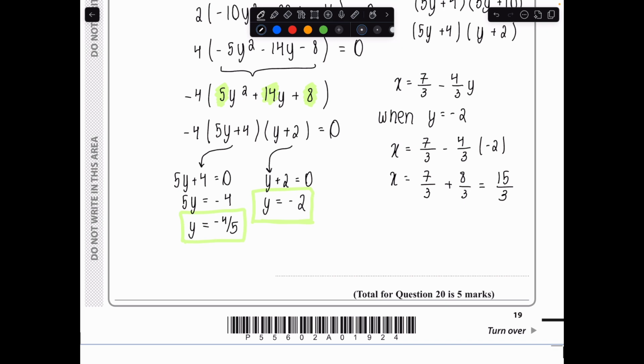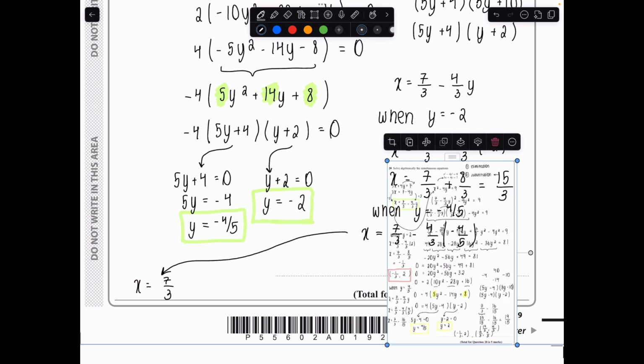On the other hand, what about when y is equal to minus 4 over 5. Same sort of situation here. X is equal to 7 over 3 minus 4 over 3, then in brackets, minus 4 over 5. Now here, we'll just move over this working to the left here. X is then equal to 7 over 3. Now, 4 over 3 times by 4 over 5, that gives us 16 over 15, and both negatives cancel out.